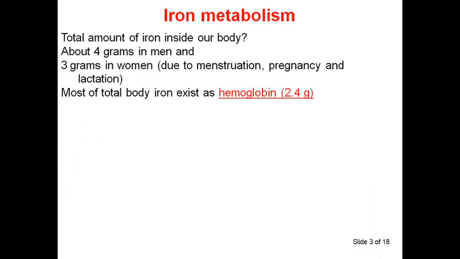The total amount of our body iron is in the range of 4 grams in men and about 3 grams in women. Women have somewhat less than men because of menstruation, maybe the muscle mass, pregnancy, and lactation. Hemoglobin contains most of our body iron, as it contains about 2.4 grams of iron.